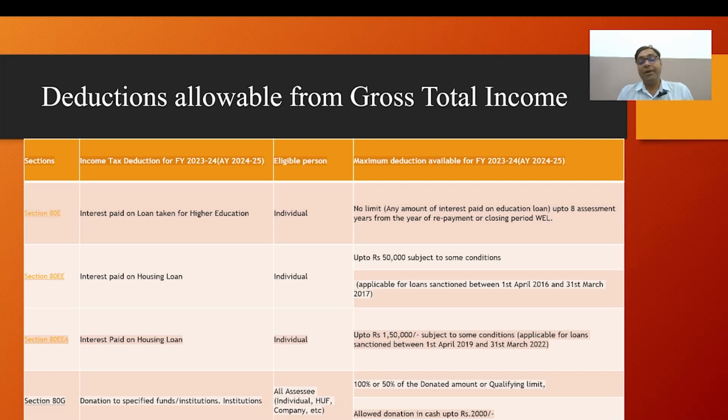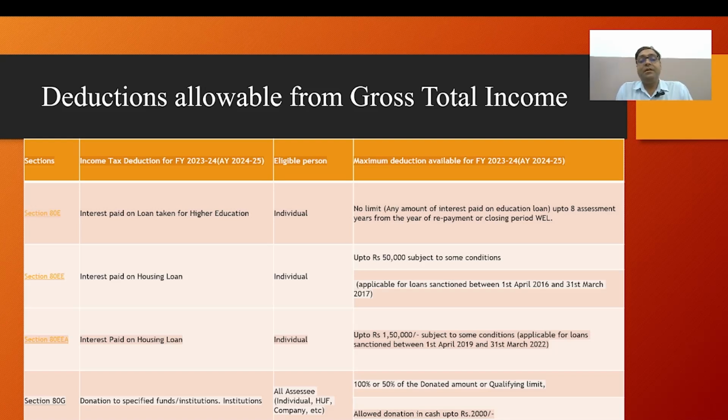Donation in cash is allowed up to 2,000 rupees. You can take the donation in cash of 2,000. Beyond that, you have to pay by cheque. It depends on the nature of the donation. The tax exemption will be 50%, and it may be 100%.